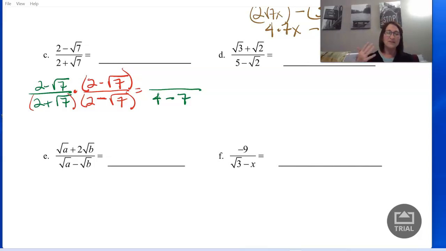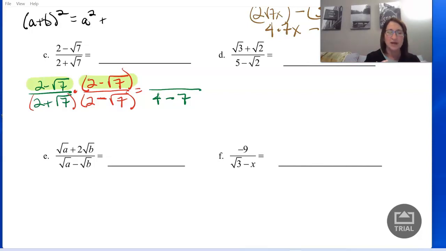Okay. And the top, this is the same as a binomial squared, which gives me a perfect square trinomial. Whew, that's a lot of terms or a lot of words being thrown around. So a binomial squared, what does that look like again? That would be a plus b squared. That's a binomial squared. And that, when you multiply it out, gives you a perfect square trinomial. A squared plus 2ab plus b squared.